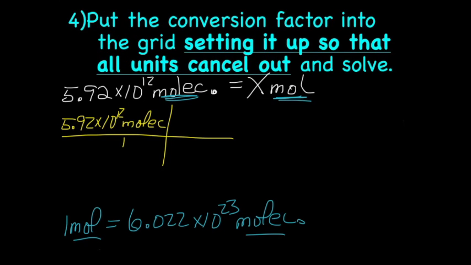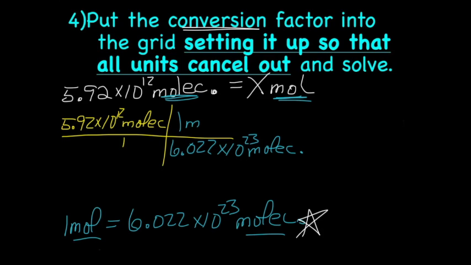All right, next thing we need to do is put the conversion factor into the grid. So the conversion factor is this guy right here. Setting it up so that all the units cancel out. And then we solve. All right, so if we look at our grid, we see that we have molecules on the top. So looking down at our equality or our conversion factor, we have moles and molecules. We will put molecules on the bottom so that we can cancel out. And on the top then would go 1 mole. Okay. Let's take a moment to make sure our units actually do cross out, and they do.